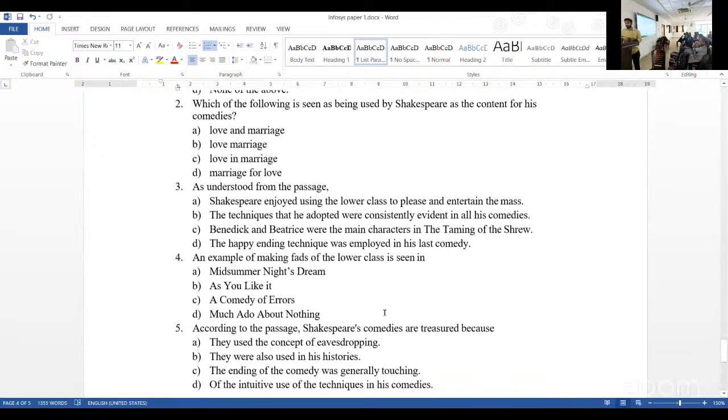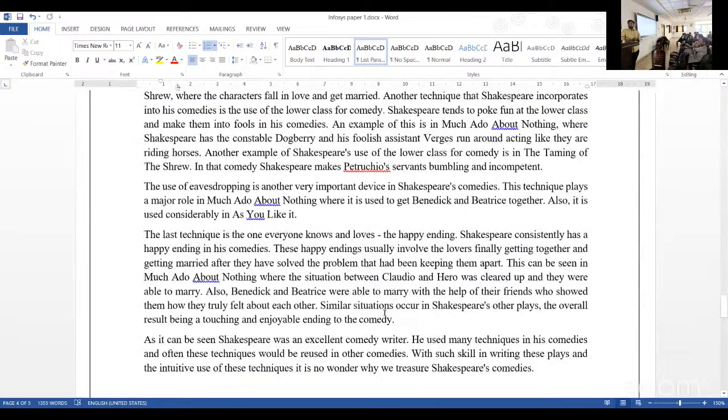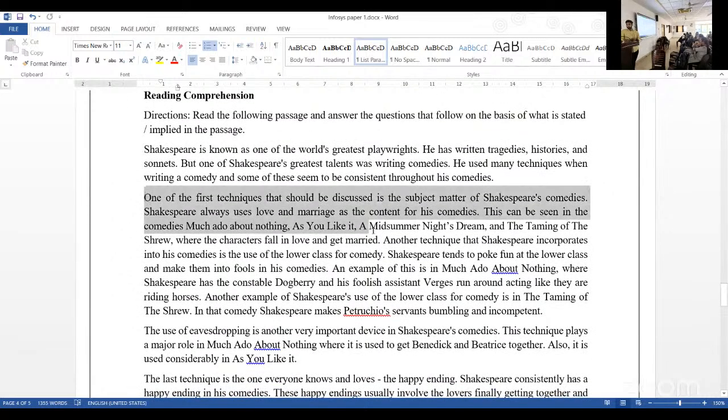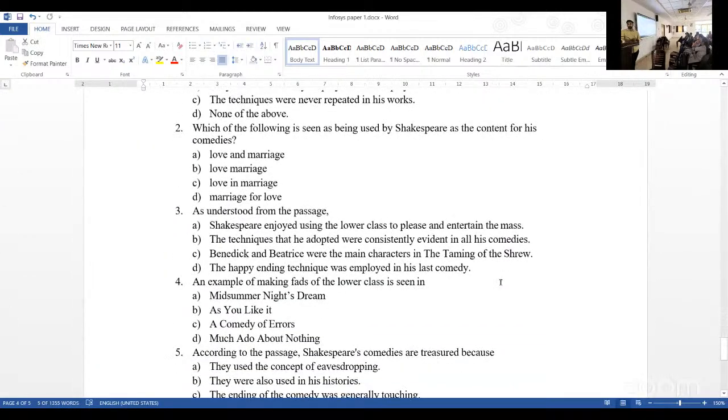Next one, that you can find from the first paragraph, I guess. I mean, this particular paragraph, right? Lower class he mentioned. Much Ado About Nothing. Shakespeare incorporates in his comedies the lower class for comedy. An example of this is in Much Ado About Nothing. Okay. Yeah.